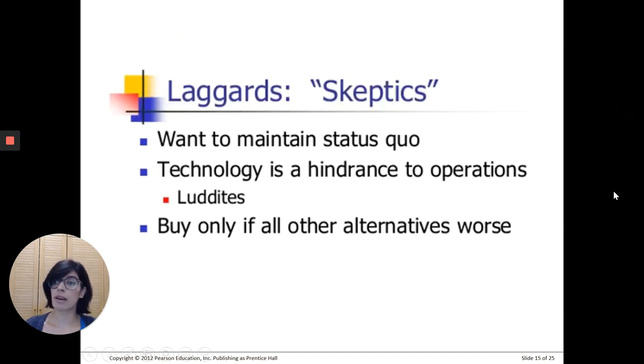And then finally, you have the laggards or the skeptics. These people do not embrace technology at all. They feel that technology is a hindrance to operations, but the only reason why they will invest in technology is if all of the alternatives are worse. So these people are the ones that will only embrace new, let's say, conference calling technology in the workplace if nothing else is available. They're the ones who will hold on to the old way of working for as long as they can because that's their comfort zone. But they will move on to new technology when they cannot use any of the old technology.